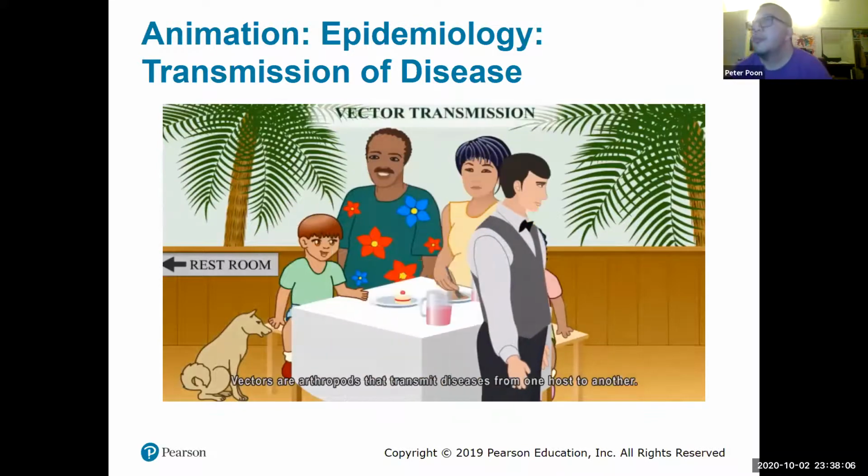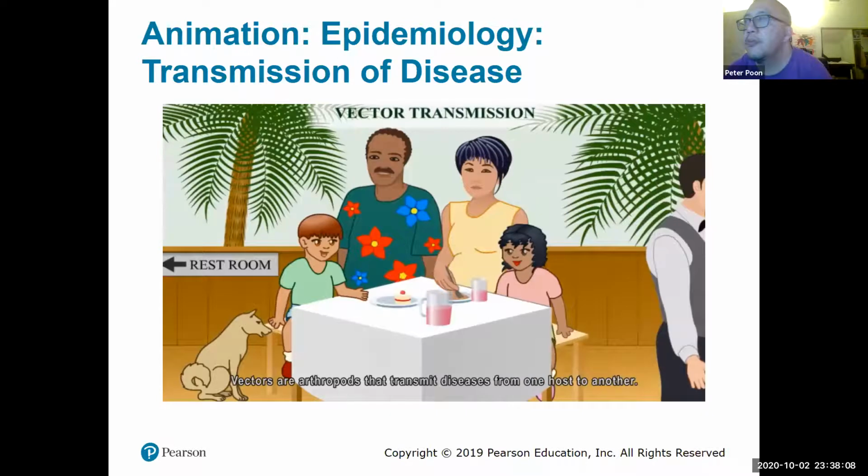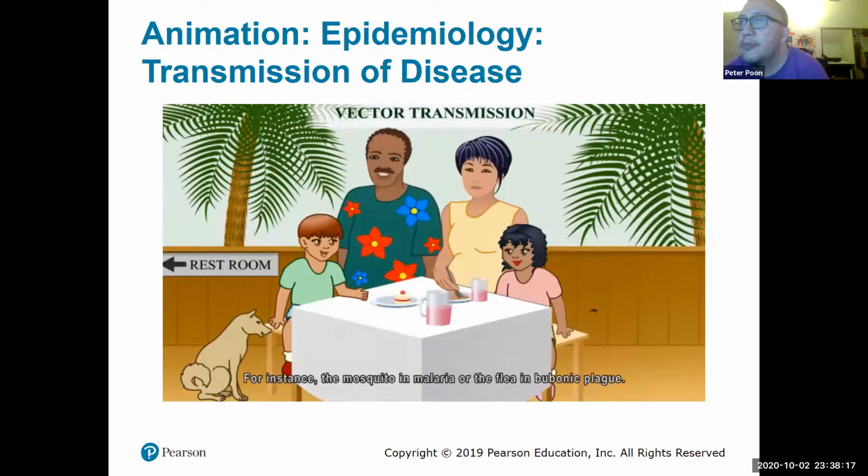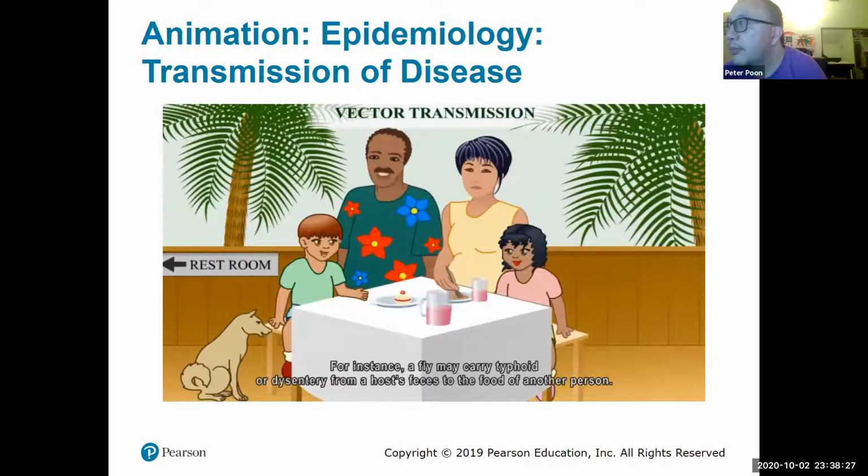Vectors are arthropods that transmit diseases from one host to another. The term vector is most often used to describe insects or arachnids that are part of the pathogen's life cycle. For instance, the mosquito in malaria or the flea in bubonic plague. However, some insects can also passively carry pathogens with their bodies. For instance, a fly may carry typhoid or dysentery from a host's feces to the food of another person.